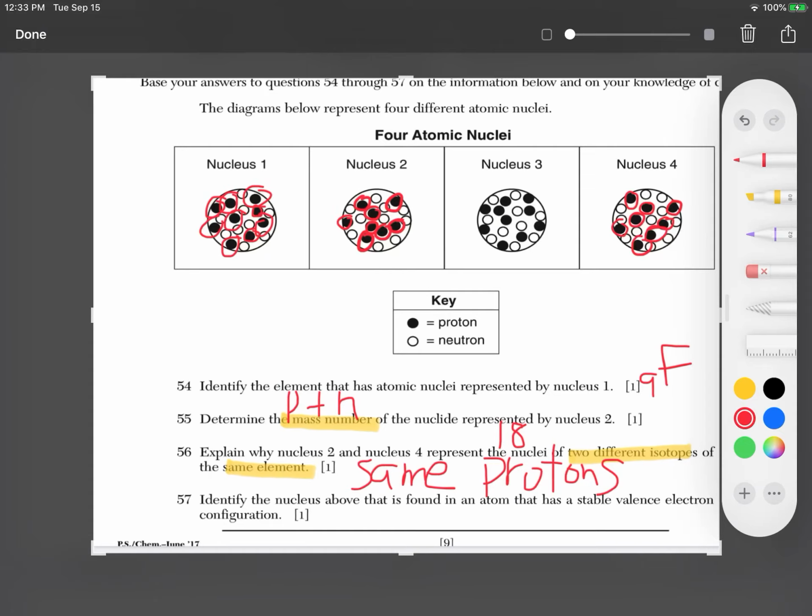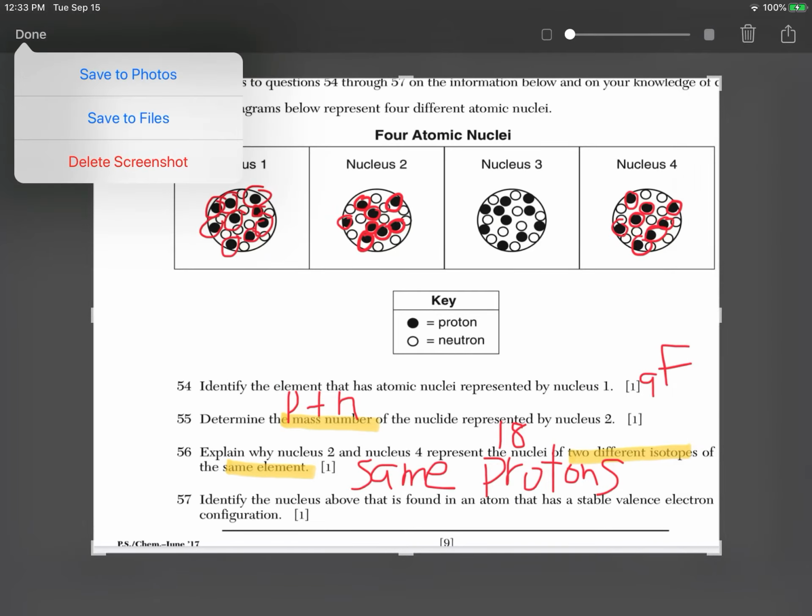57 says identify the nucleus above that is found in a stable valence electron configuration. Okay, you haven't learned that yet. So let's just not even do that one now. Okay, I'm going to click done.